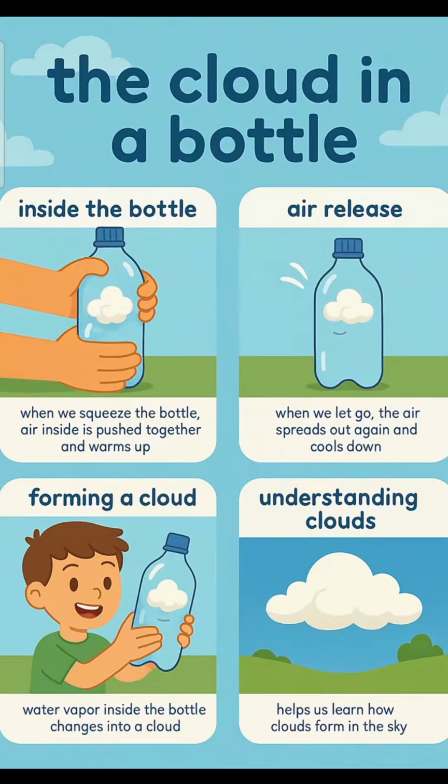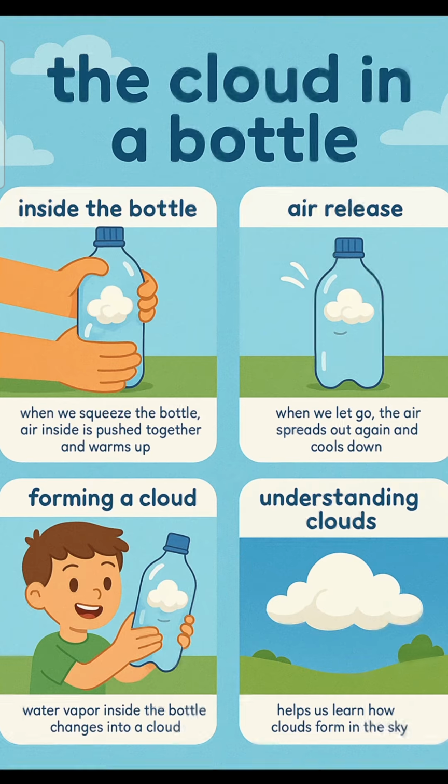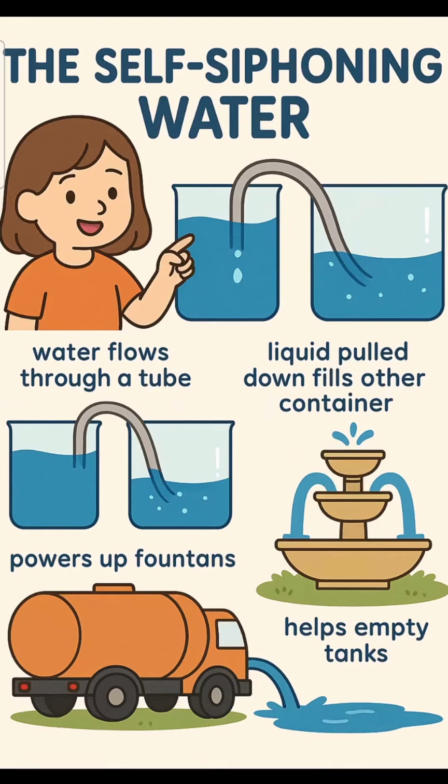The cloud in a bottle. Add a few drops of alcohol to a plastic bottle, seal it with a cap, squeeze the bottle hard, and then suddenly release it. A cloud of white mist will appear inside. This happens because the sudden drop in pressure lowers the temperature, causing the alcohol vapor to condense into tiny droplets, forming a cloud.